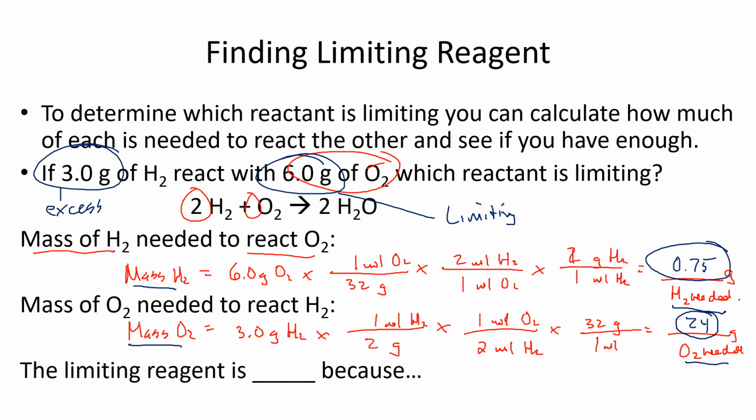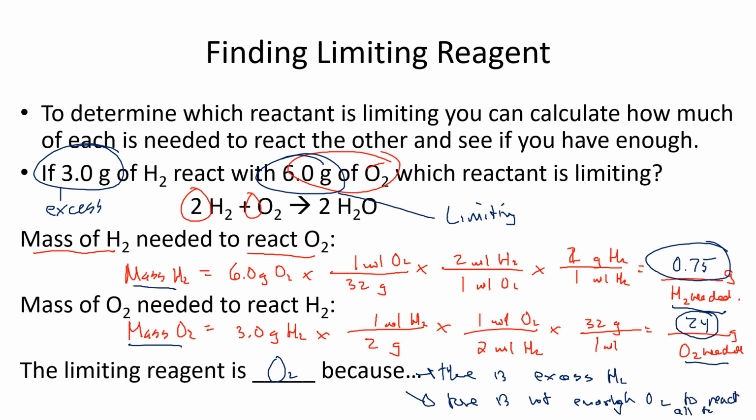So the limiting reagent is definitely the oxygen because you have both options here. If you did the first one, there is excess hydrogen, or it could be there is not enough O2 to react all the hydrogen. So either one of those calculations would tell you which one is the limiting reagent.